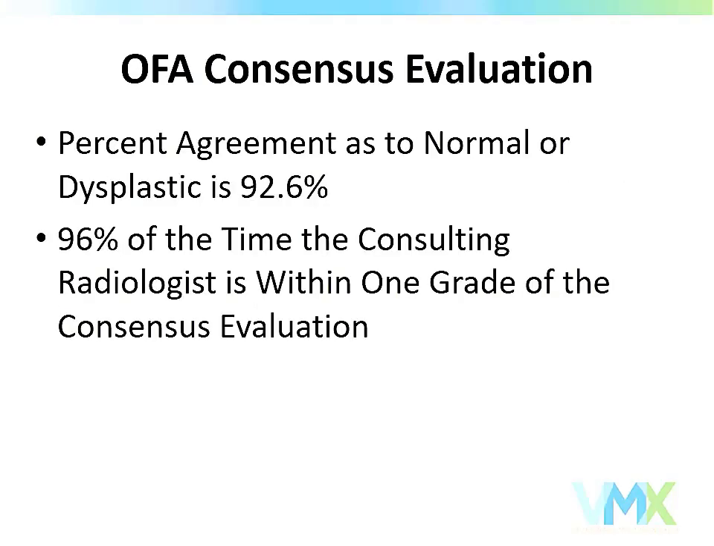And we know over time that in a little greater than 92% of cases, all 3 radiologists will read the dog the same. They'll all read it normal, or they'll all read it dysplastic. And about 96% of the time, they'll all be within 1 grade of one another. So the example is 2 read it good, 1 read it fair, or 2 read it mildly dysplastic, and 1 read it moderate.